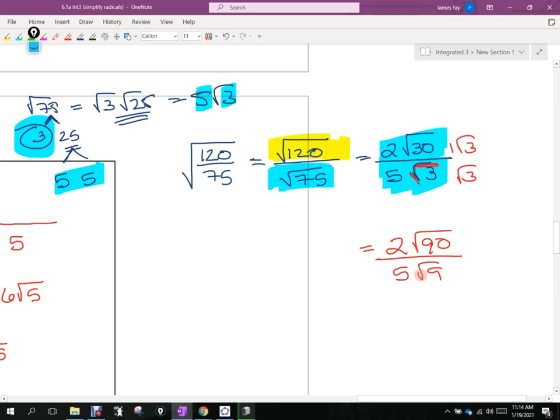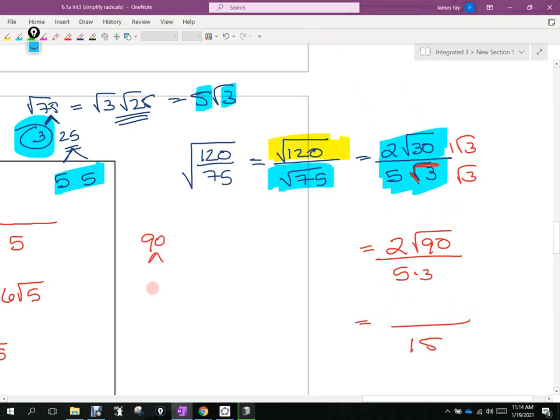Close. You said radical 3, right? Take the radical off. So it's just 3, okay? So I get 5 times 3 on the bottom. So the bottom becomes 15. The top, now I got a new number, 90.